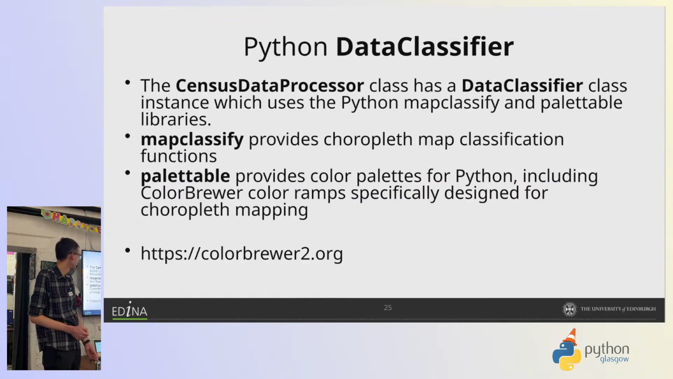And then we have a data classifier. When we're building those choropleth maps, there are 40,000 values of number of households, and we have to collapse that into 7 map breaks. We use a Python library called mapclassify to do the classification, and Palettable provides our color maps for the choropleth map.